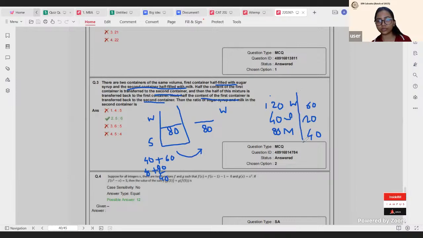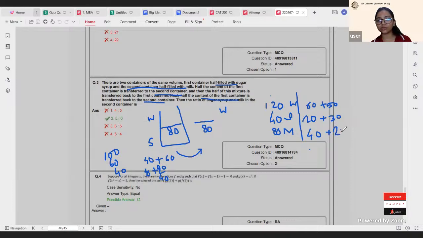This is the current content. So this is then 100 water, 40 plus 20, 60 is sugar syrup, and 40 is milk. Finally, we'll again transfer half of this into the second container, which will roughly come around to be 60 plus 50. This will be 20 plus 30. And this will be 40 plus 20.